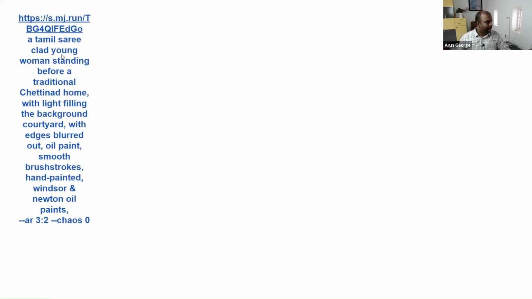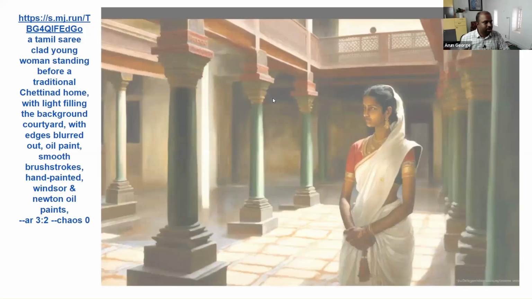A Tamil sari clad young woman standing before a traditional Chettinad home with light filling the background courtyard with edges blurred out, oil painting, smooth brush strokes, hand painted. Use this particular type of oil paint, Winsor and Newton oil paints, and I gave the same parameters. So what it gave me was this.